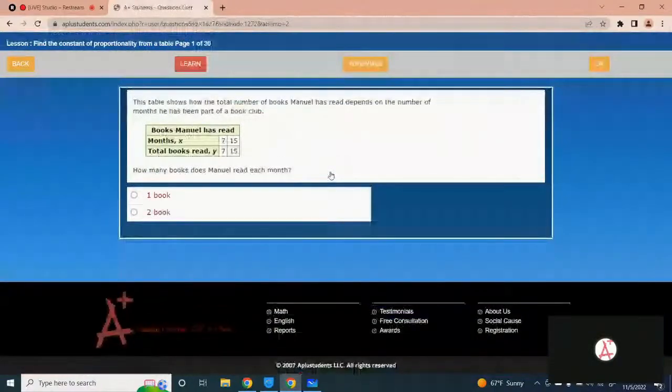The table shows how the total number of books Manuel has read depends on the number of months he has been part of a book club. Got it? So the x values are 7 and 15 and the y values are 7 and 15. So 7 divided by 7 and 15 divided by 15 is 1. That means he reads just one book each month. So just select the correct option and then click on the OK button.